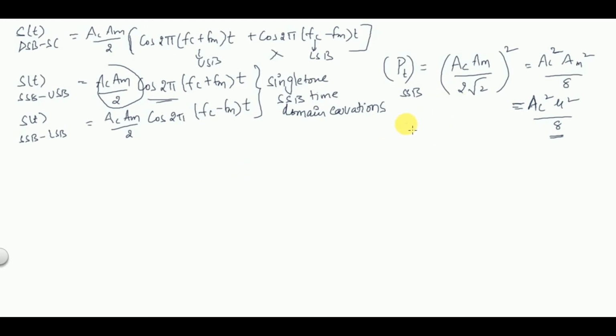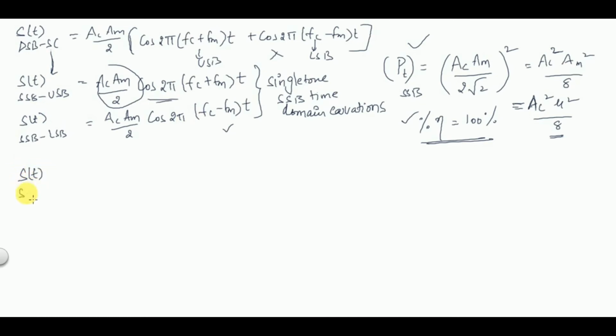This is the total power, and since we are transmitting only sidebands and the total power is utilized in transmitting sidebands only, efficiency is always equal to 100%, both in the case of DSB and also in the case of SSB. So this is power and this is efficiency, and this is the time domain equation from DSB-SC. Again, it's not a new concept, it is a derived concept. Now we'll see the time domain equation for the generalized case.